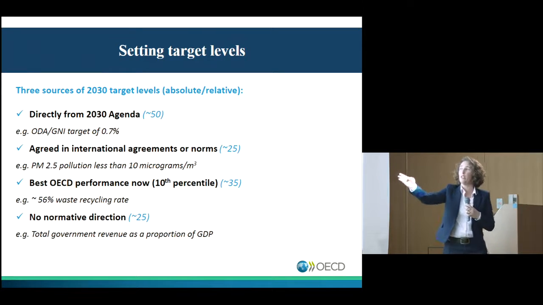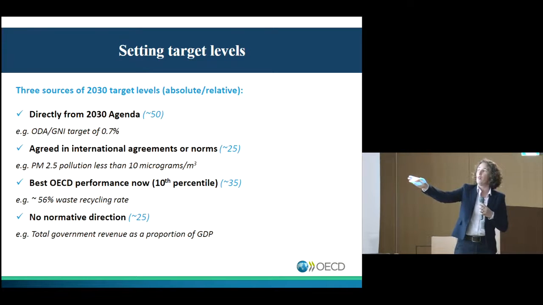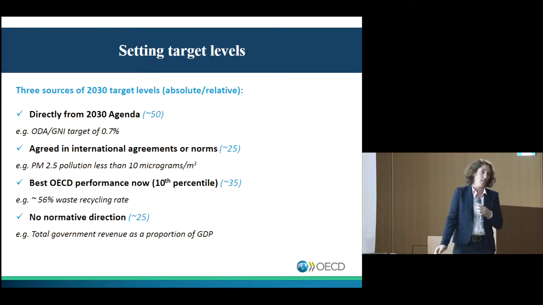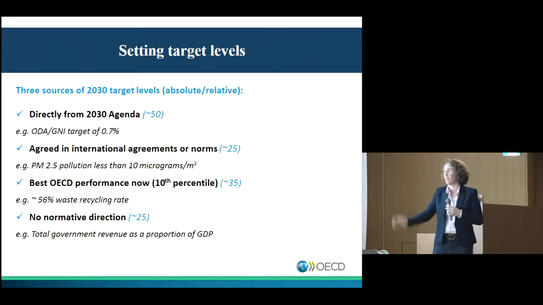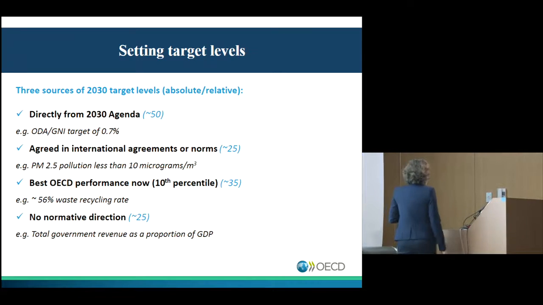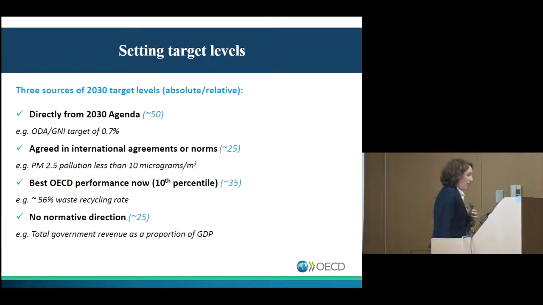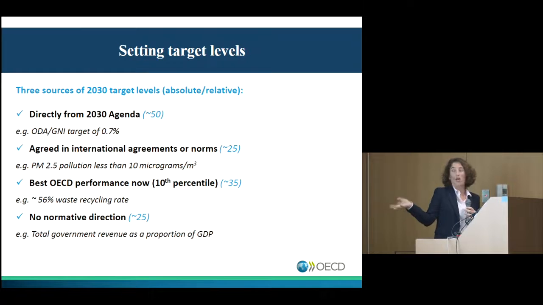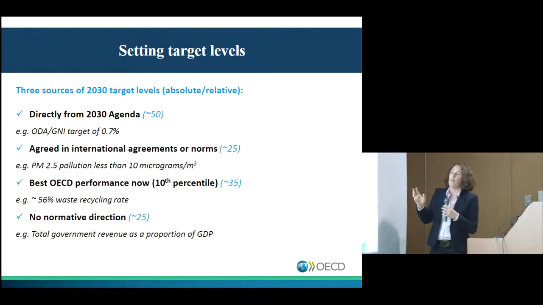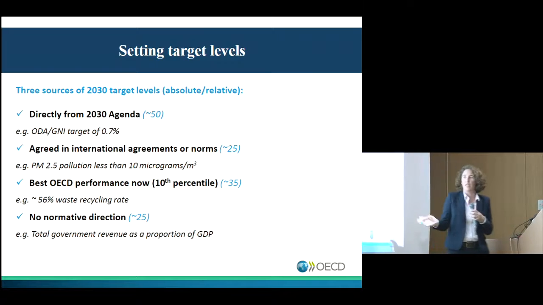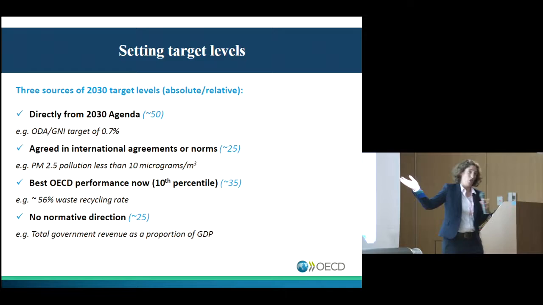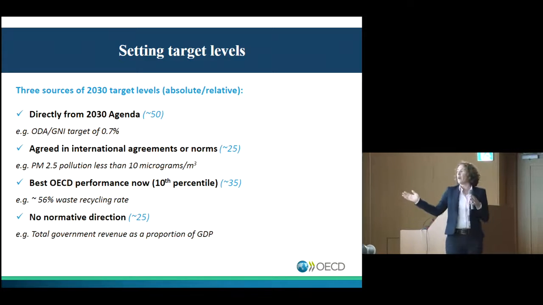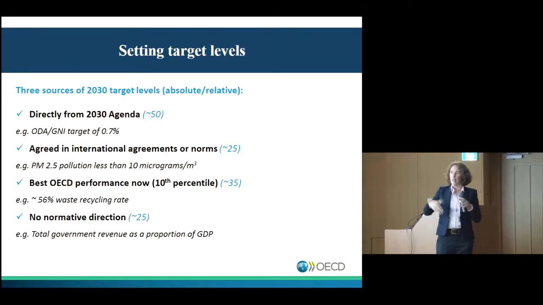So for example, for increasing recycling of waste, we take what is currently the third best performing country, which gives us 56% as a target to go for. And then what we're doing in this update is we've also identified several indicators that have no normative direction. So what do we mean by no normative direction? We don't know whether an improvement means going up or down.